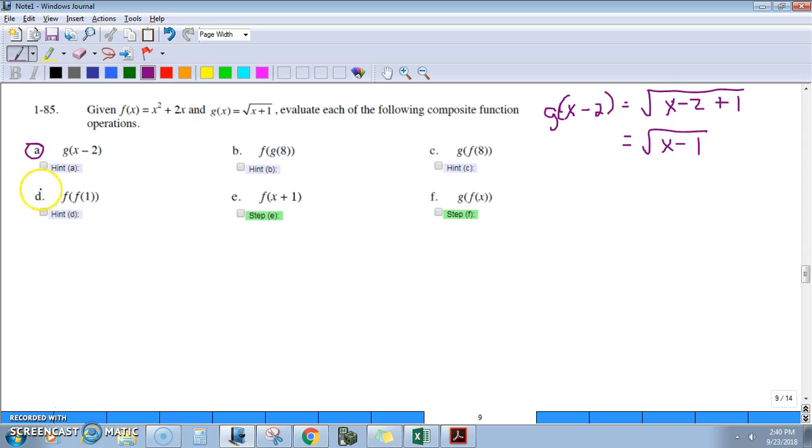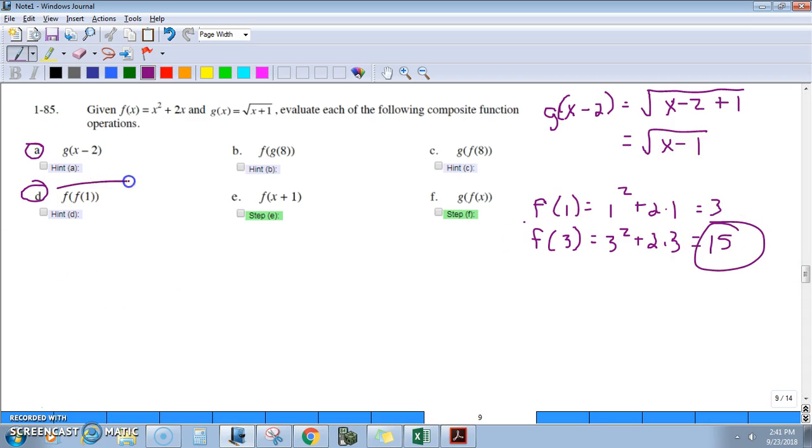Then let's see, what else would be a good one? What about D? f of 1, right? So let's find f of 1. Let's find the output for that, and that's going to be the input for the next one. That's going to be 1 squared plus 2 times 1, so that's just going to be 3. So f of 1 is 3. That means we take f of 3, and that's going to be 3 squared plus 2 times 3. So our final output here is going to be 9 plus 6, 15. Double check me, I just did that in my head, but our answer for this one should be 15.